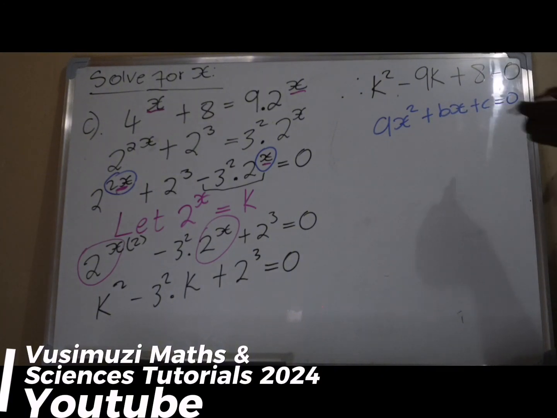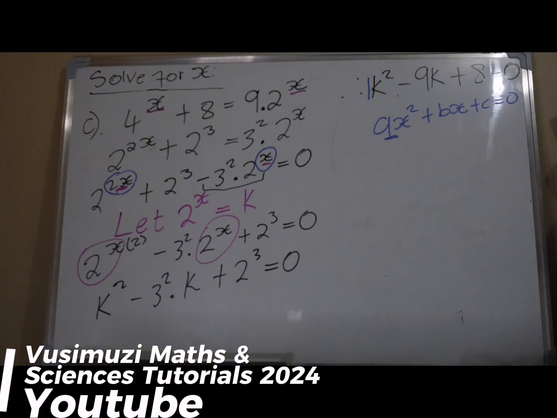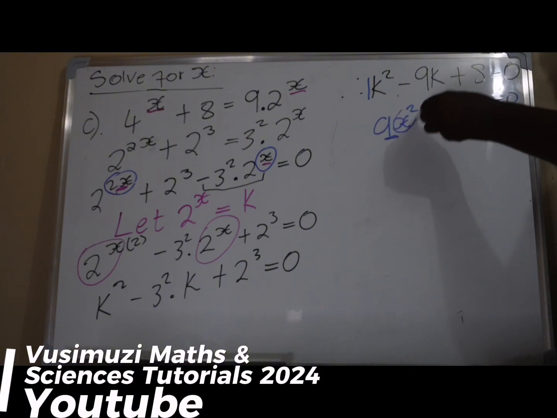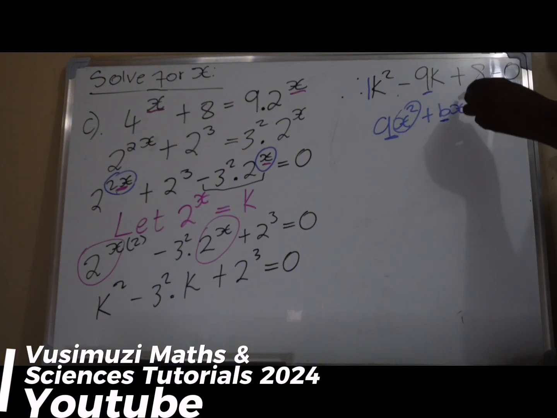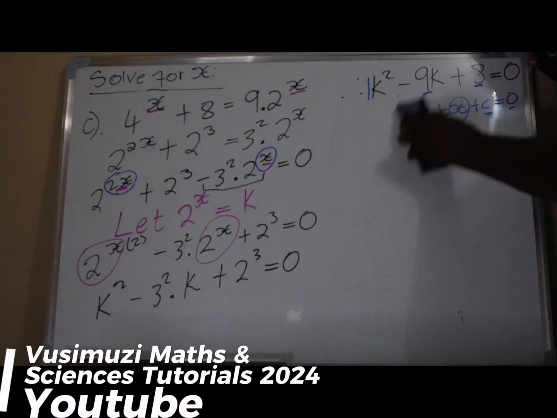In this case, a is next to k squared. x squared is the same as k squared. b is negative 9. x is the same as k. c is positive 8, which is our constant. Then you've got 0 on the other side. It means this is a quadratic equation. I hope you can see it, guys.